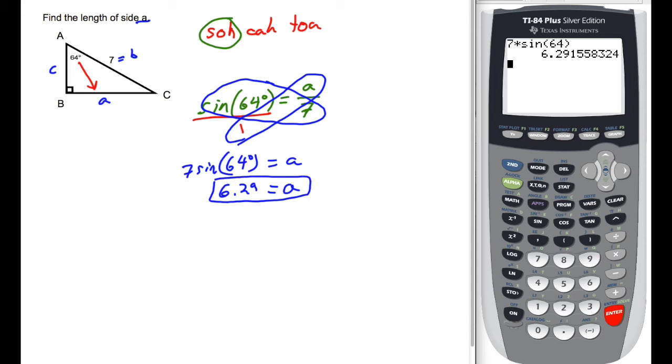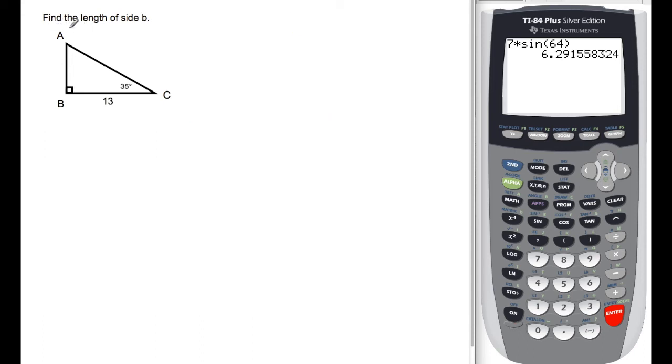Let's try another one. Okay, now I want to find the length of side B. Alright, I know this angle down here, angle C. Side B is opposite angle B. So this is side B right here. And because I've got this angle right here, and I know this side right next to it, okay, I can draw a curved arrow to it. That means it's the adjacent side.